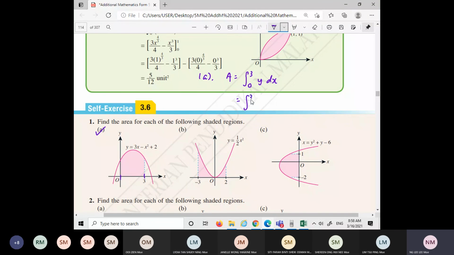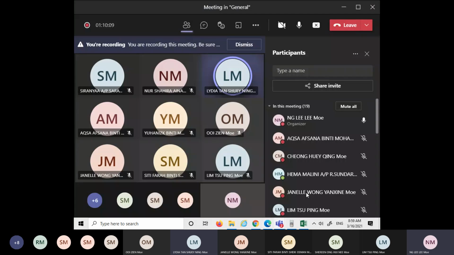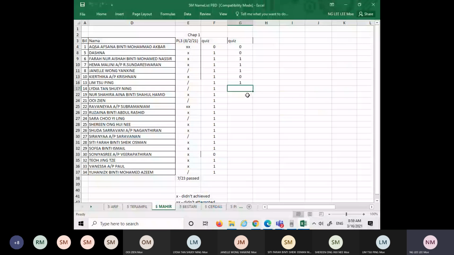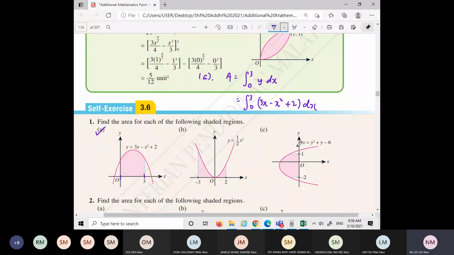Now you continue. Substitute the y in terms of x. So what should it be? 3x minus x squared plus 2 dx. Very good. Thanks for your help. I think I cannot continue already. Only have 1 more minute. Okay lah, continue.